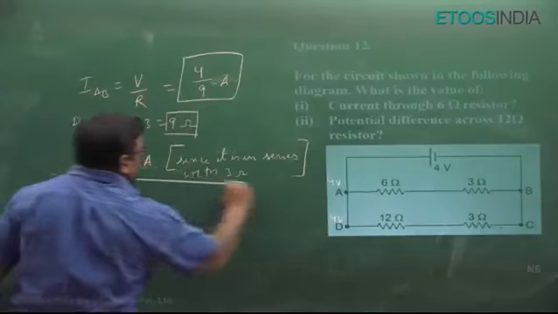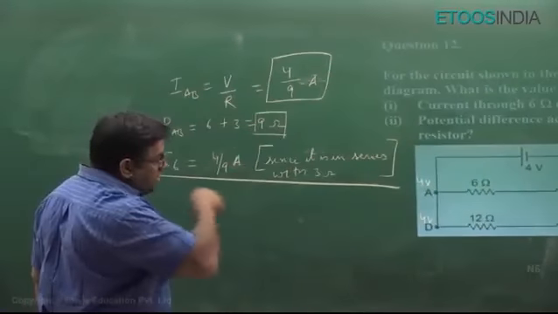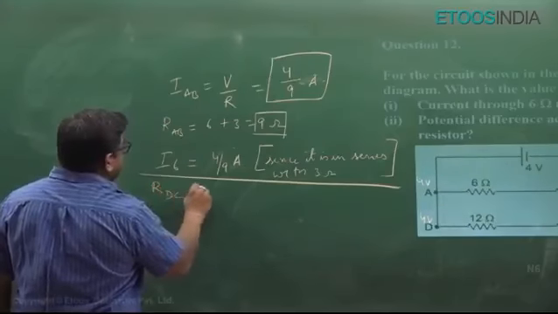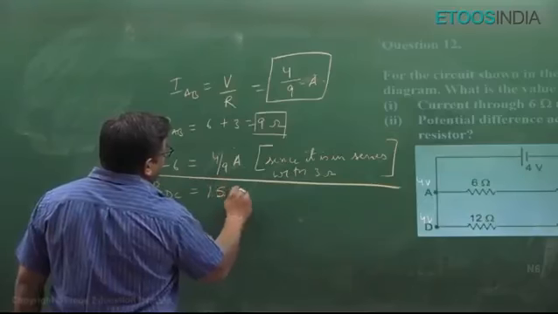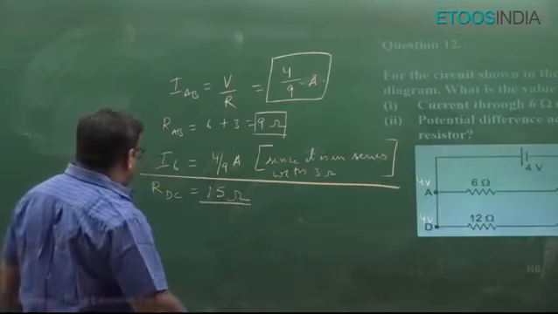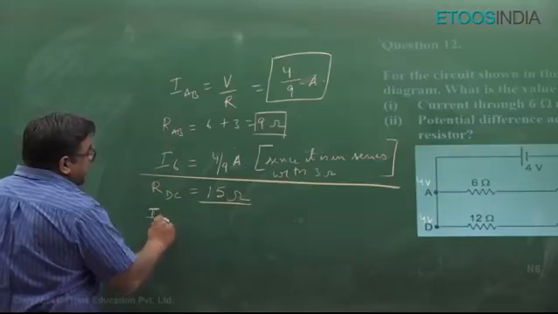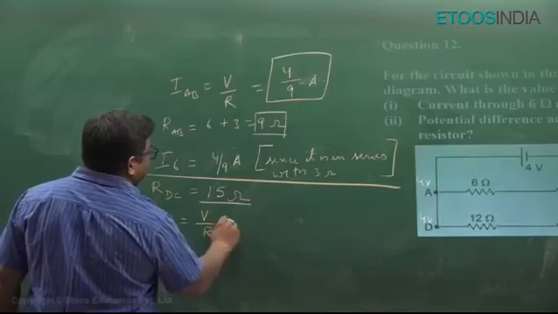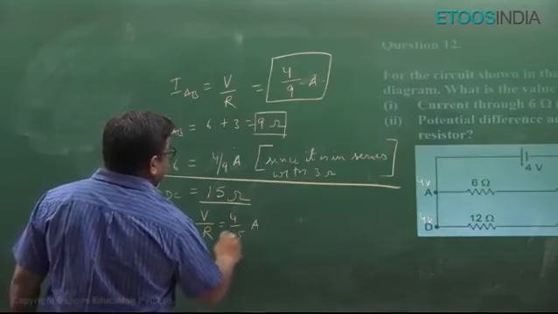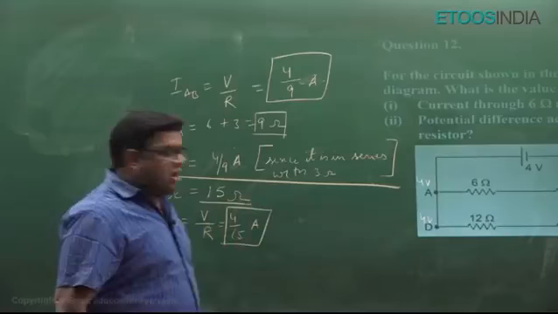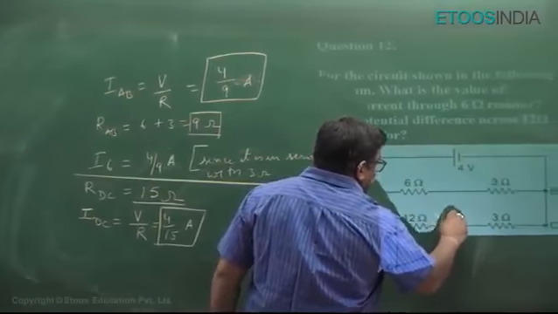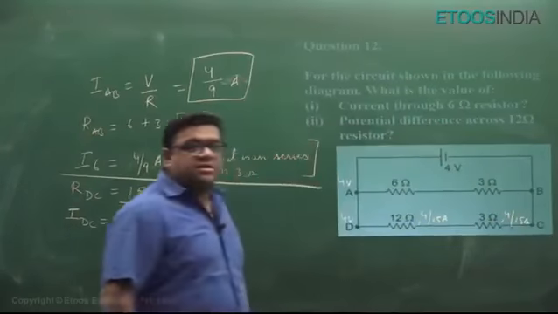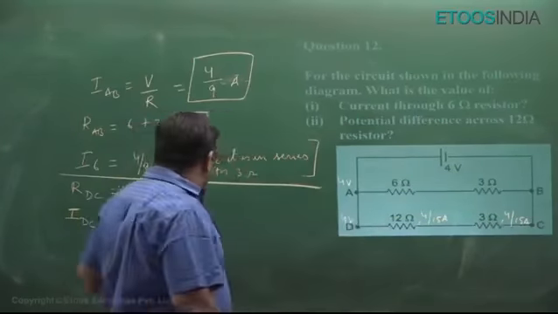So first of all we need to find the total resistance, that is R_DC, and the answer will be 15 ohm. Is it clear? Now what will be the total current here? I_DC will be equal to V upon R, that is 4 upon 15 ampere. Got it? Now in this also there is 4 upon 15 ampere current, and here also it is 4 by 15 ampere current. Clear? Now we have to find the potential difference across 12 ohm.